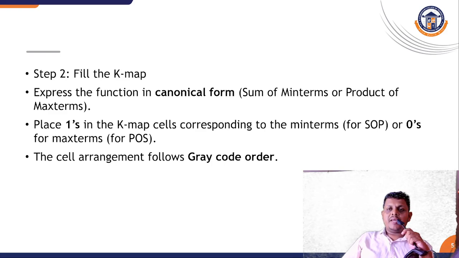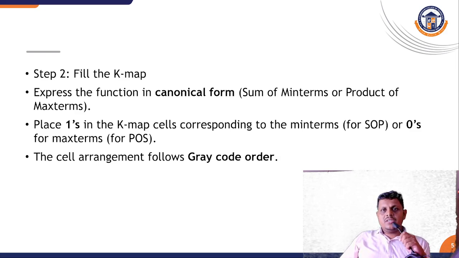After that, for the numbers given, we place the value 1, and for the numbers not given, we place the value 0. By using 1, we determine the min terms, for SOP, sum of product, and for zeros we determine the max terms. That is a product of sum.